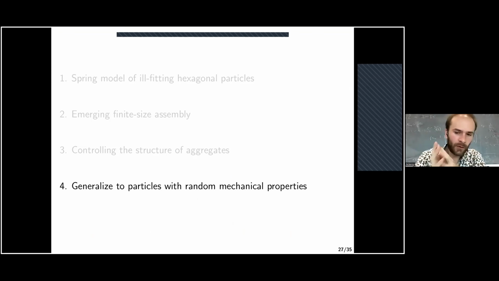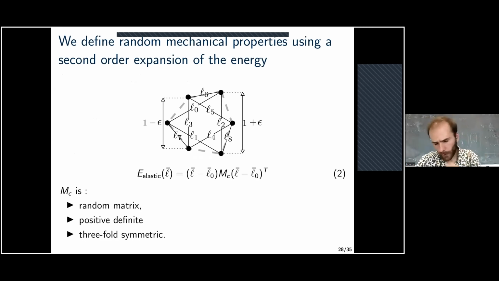And first, I would like to introduce how we generated particles with random mechanical properties, and we then checked the previous observation we did. So that's a little bit of the technical question, let's say. We use particles with similar shape as before, this hexagonal shape that is a little ill-fitting due to a small distortion of the order of epsilon.